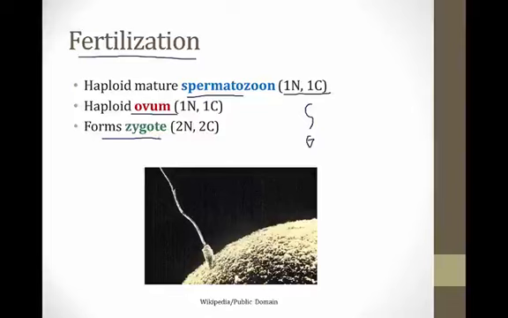Now, once the sperm and the egg merge, we now have a situation where we have 2N and 2C inside of one cell. So for example, we have two copies of chromosome 6 now in the zygote, and each copy of chromosome 6 has one chromatid, thus there is 2N, 2C in the zygote.